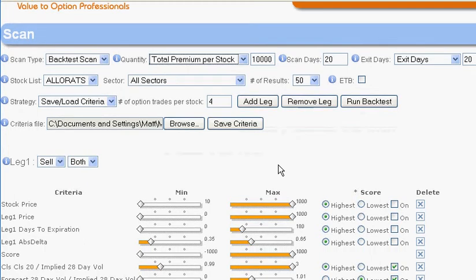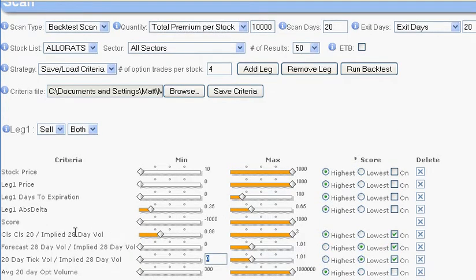And then just briefly, this is an important test for us because we're actually testing how well the ORATS forecast and the ORATS tick vol do versus close to close. So for example, close to close divided by implied, we want high. In this we're going to be selling. And the forecast volatility divided by the implied, we want low. And the 20-day tick, we want low. So basically what this is saying is close to close says it's a buy. However, our forecast and our way of calculating tick volatility says it's a sell. We want to see how well these stocks do.